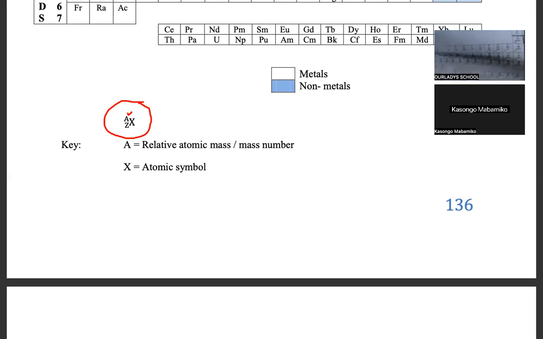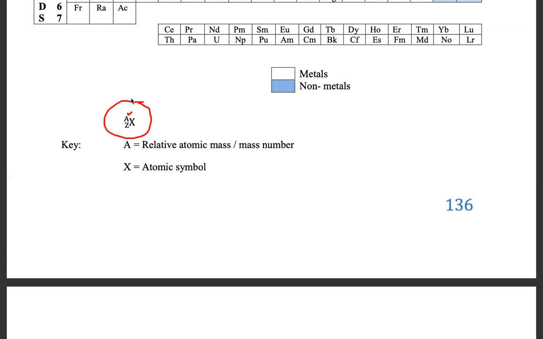Now, so we have the one on top is the mass number, and then the atomic number here. The X represents the symbol of an element, which they are calling the atomic symbol.